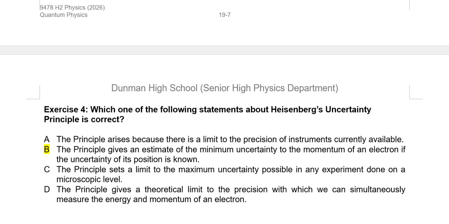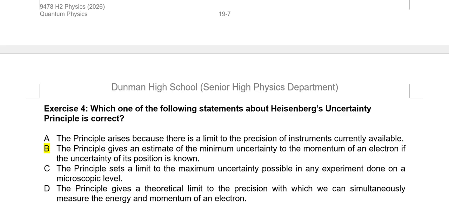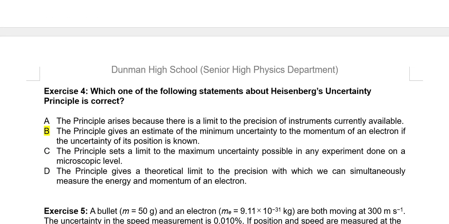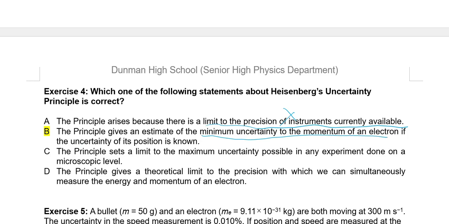I think question 4 is not very difficult. You should actually try yourself, but if you look at it, you should realize by now that we discussed this. It has nothing to do with the precision of Heisenberg's uncertainty. It has more to do with this, because delta x times delta p is greater than h.